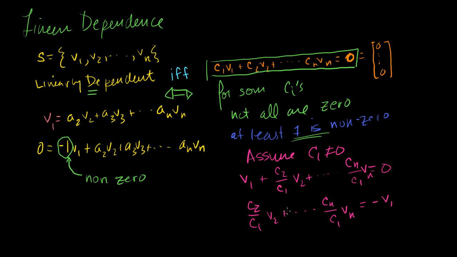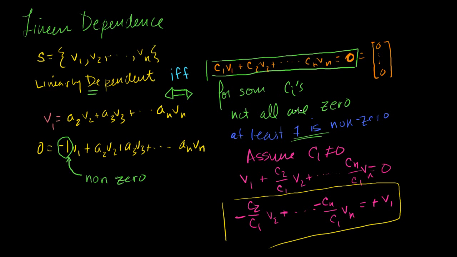Now, if I just multiply both sides of this by negative 1, I get a minus, and all of these become minuses, and this becomes a plus. And I just showed you that if at least one of these constants is non-zero, I can represent my vector v1 as some combination of the other vectors.